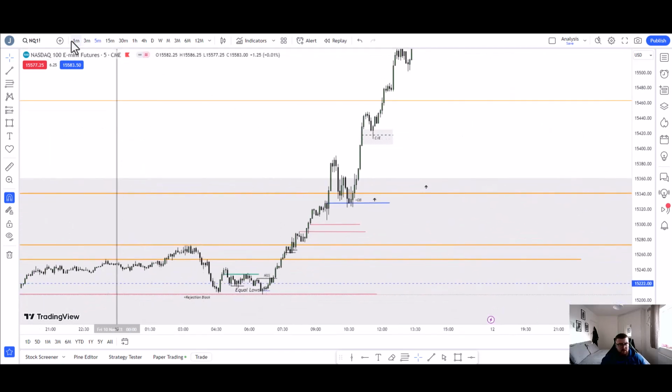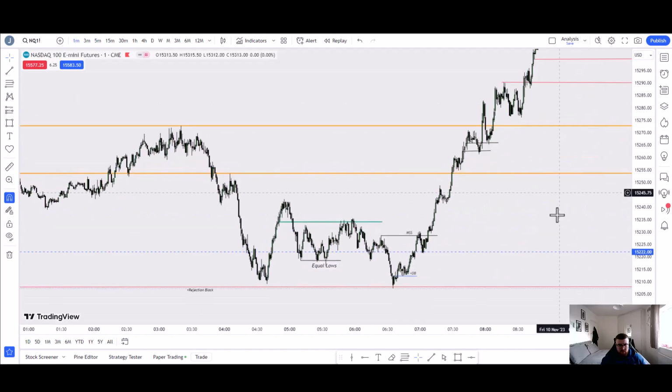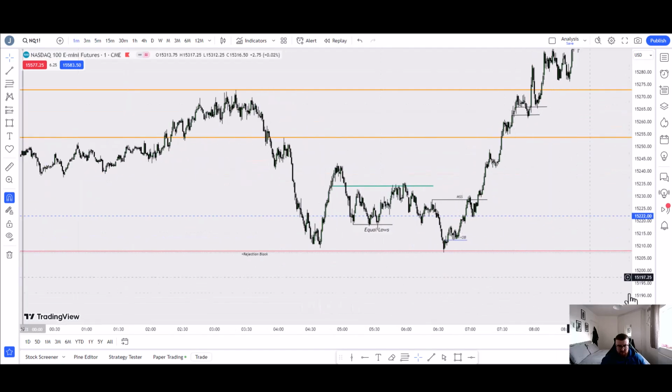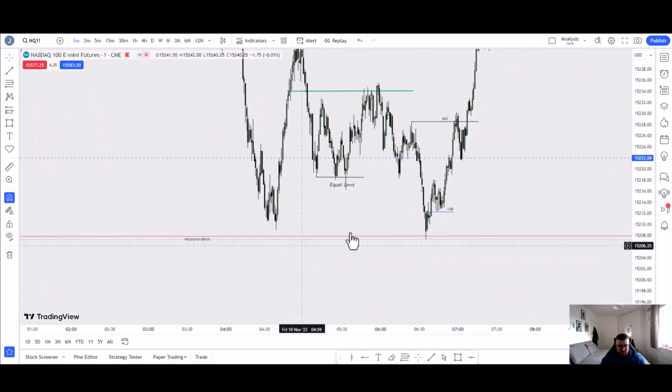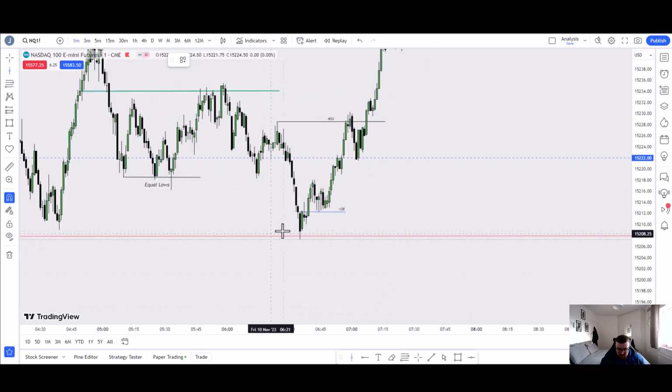And I'm going to break this down now into a 1 minute time frame so you can see even more. So Friday's trading tapped into the rejection block just before the New York kill zone. As you can see, we have an order block right there, just tapped it, slash fair value gap. So there's a fair value gap as well as the order block there.